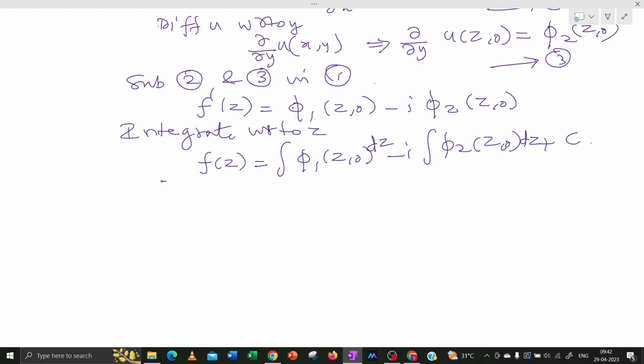That is case 1. Through this we can find f of z. What is case 2? Case 2 is to find f of z when v is given.